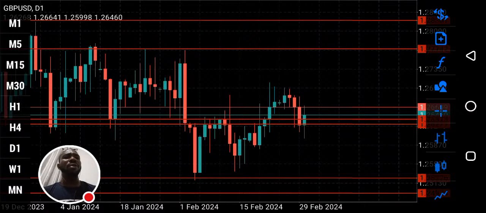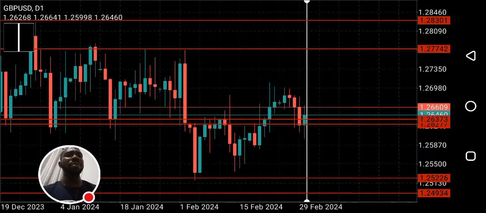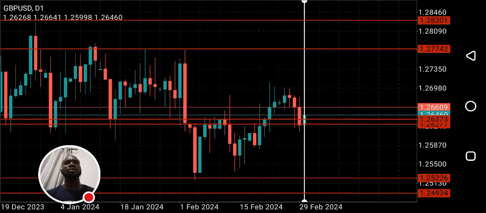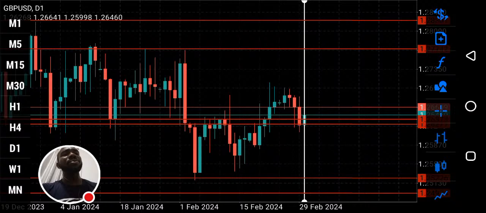So let's go down to 4 hour. After the formation of this spinning top or spinning bottom on daily, if we switch down to 4 hour time frame and we are able to identify a bullish reversal pattern on 4 hour time frame, that will be a confirmation that there is more demand than supply. Okay, so that is what we want to identify on the 4 hour time frame: a bullish reversal pattern after the close of the spinning bottom on daily time frame.